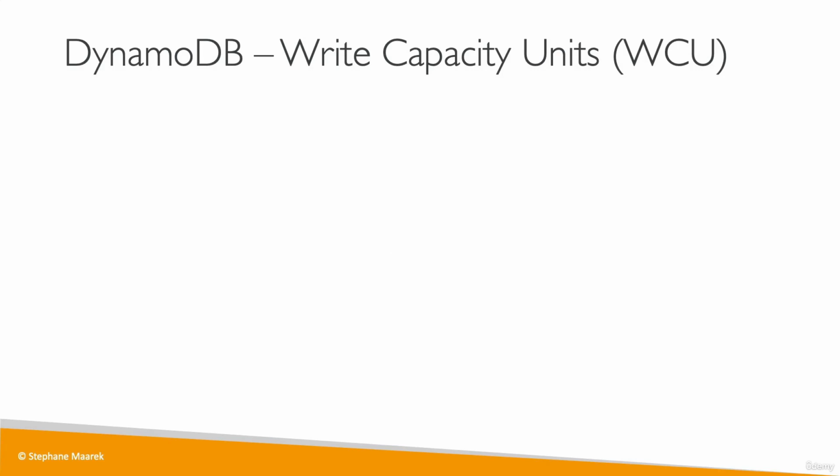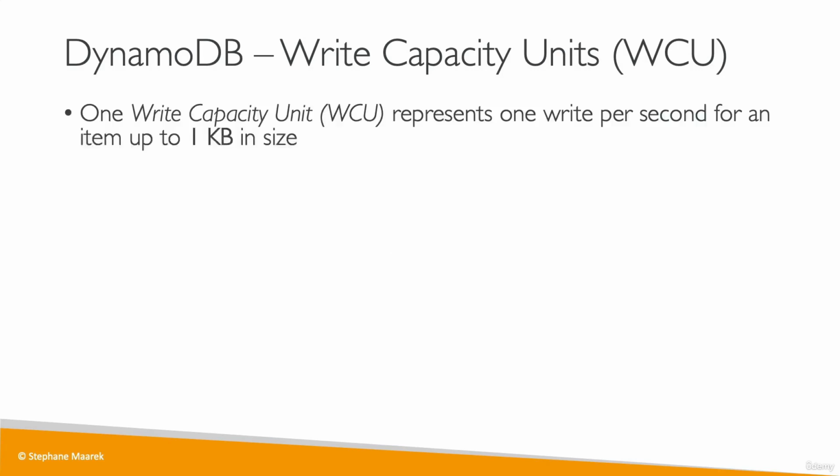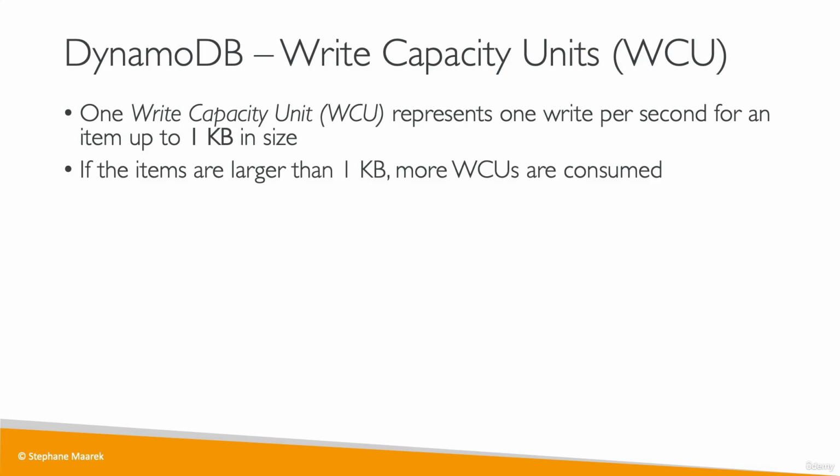Now, let's look at WCU in detail. So the exam will ask you to perform some computations, and so therefore you need to understand the formulas to compute WCU and RCU. So one write capacity unit, WCU, will represent one write per second for an item of up to 1 kilobyte in size. And if your item is obviously larger than 1 kilobyte, then you're going to consume more WCUs.